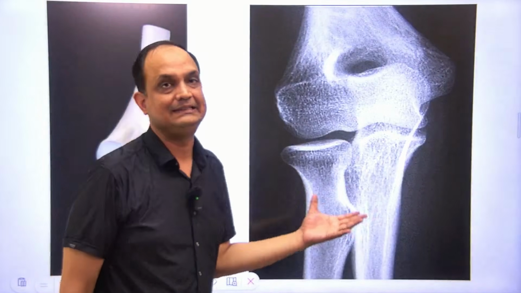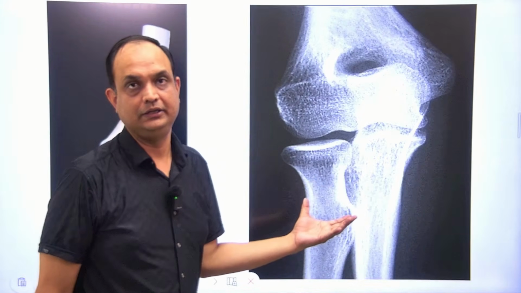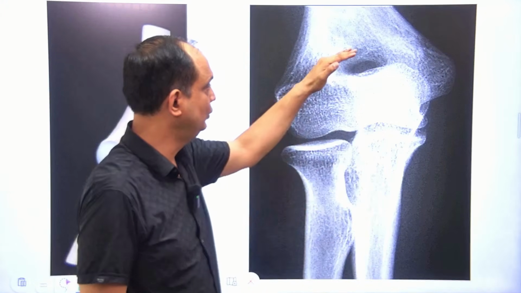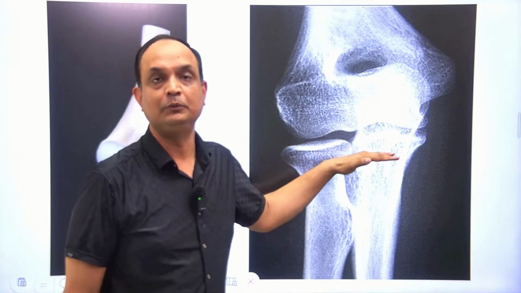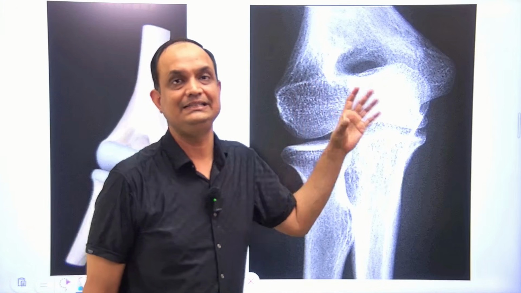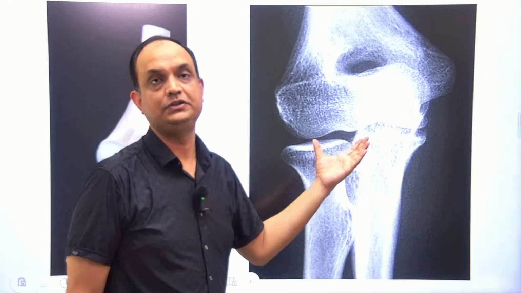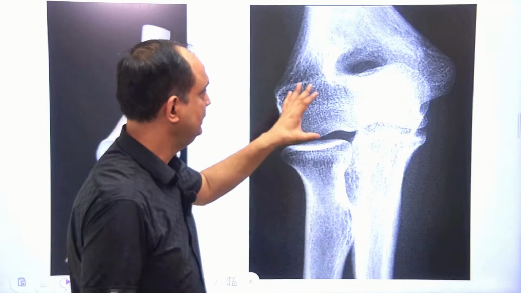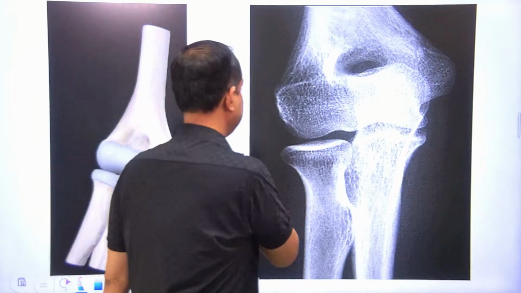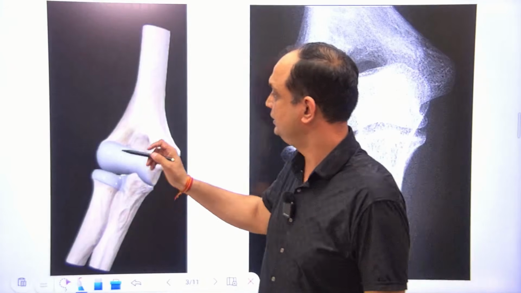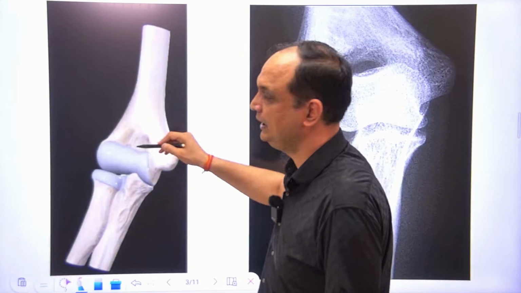Now this is the X-ray of your elbow joint. Rather than saying the lower end of humerus and upper end of the bones of the forearm, we say that it is an X-ray showing the articulation of the elbow joint. Now in this elbow joint, here you can see the articulation. You know that this is the lower end of humerus.